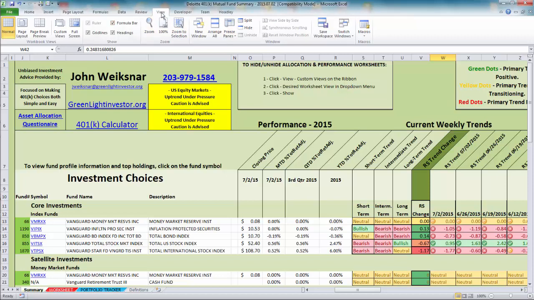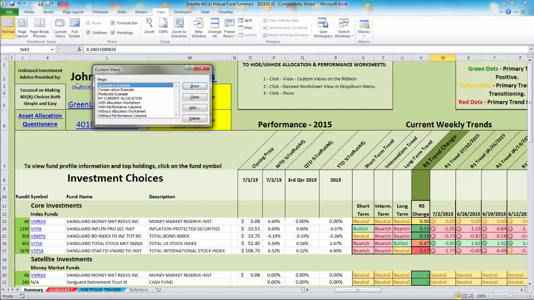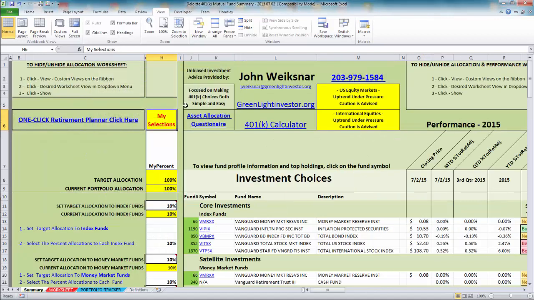To go to the asset allocation portion of this worksheet, you'll want to go up to the ribbon and click on View, and then go to Custom Views, and let's populate this with my current allocation. Highlight it and then click Show, and the current allocation will be shown to the left of the worksheet.